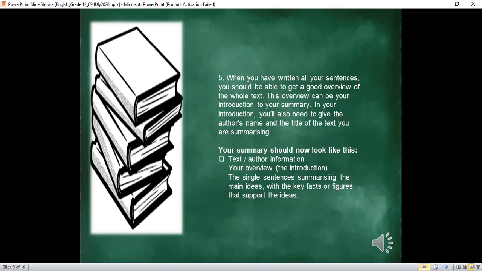Now, when you've written all your sentences, what should happen now? Already you know the general idea contained. So that's what you do. The overview, that's your starting point. The overview of everything should be your starting point. That's the first thing that we need to see, or whoever is reading through your summary should be seeing. An overview.